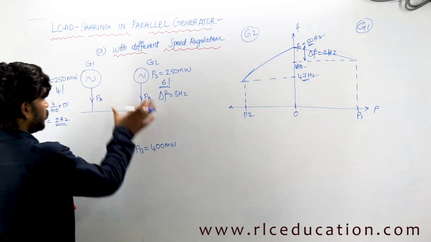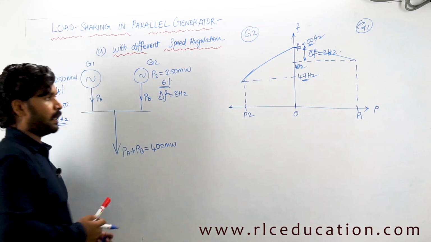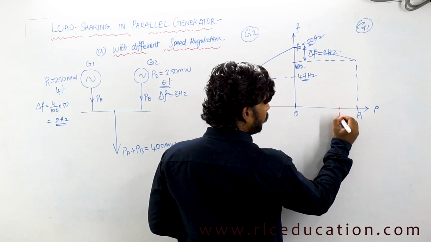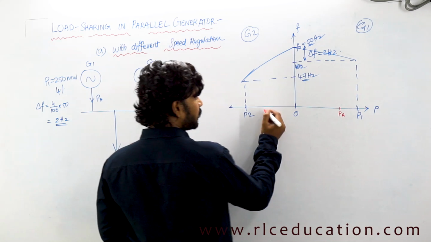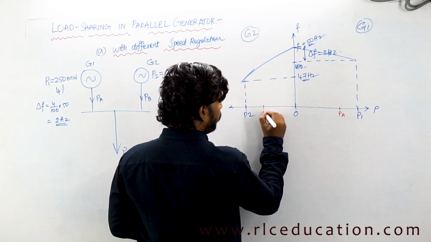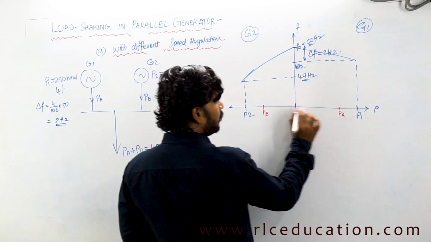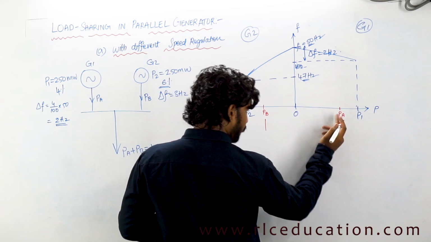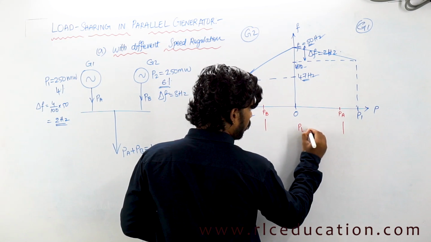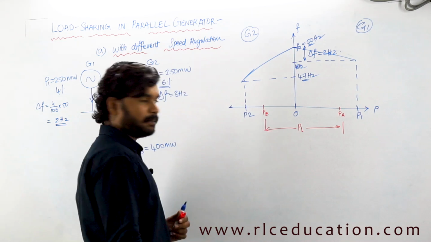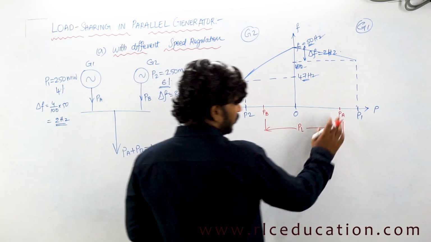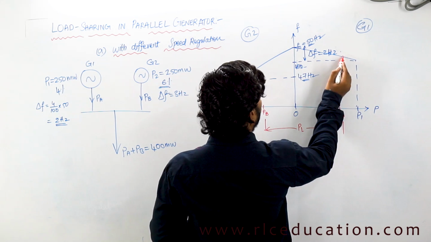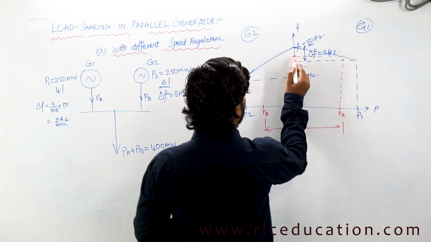Now I am saying that these both generators are supplying some load of PA and PB. Let us say the load supplied by generator 1 is PA, which is somewhere over here, and at the same time the load supplied by generator 2 is some PB, which is over here. From here to here is PB, and here to here is PA, because both of them are sharing the load. So the length between PA and PB is nothing but the total load, the total demand, PA plus PB. The frequency corresponding to this PA operation will be somewhere over here.